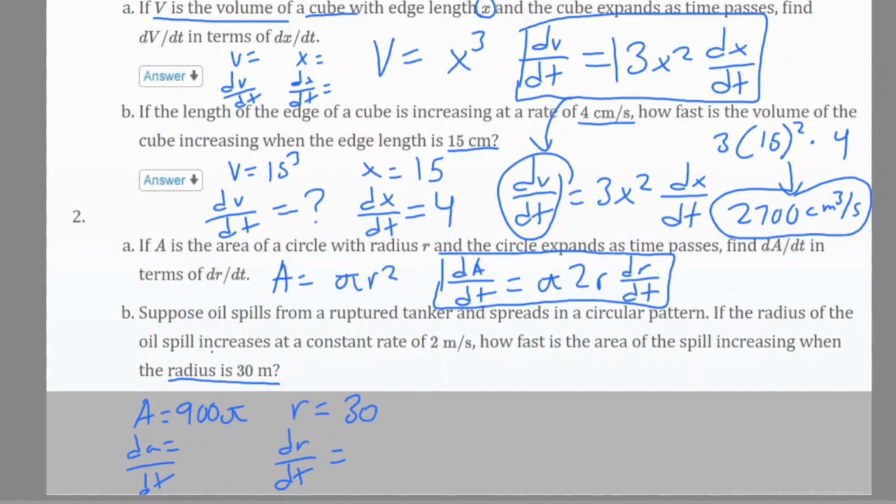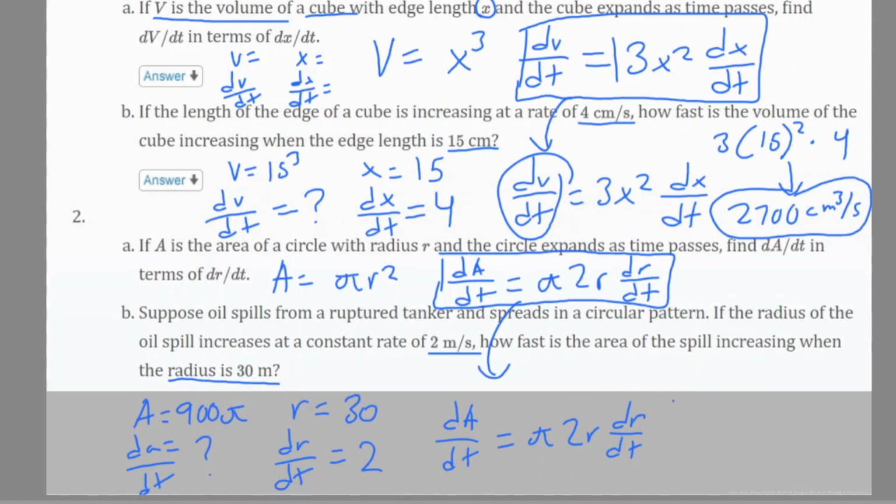And we're told that the radius is increasing at a constant rate of 2 meters per second. So that means dr/dt is going to be 2. If we rewrite that equation here, dA/dt is equal to pi times 2r times dr/dt. And by the question, we don't know what dA/dt is. That's what we're figuring out here.